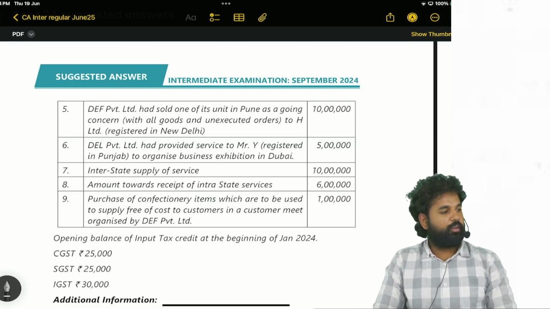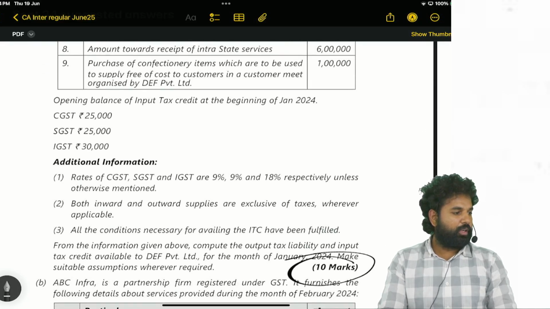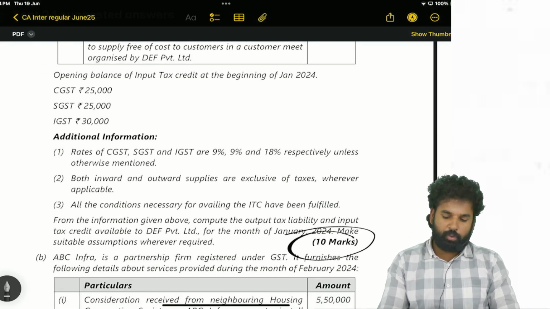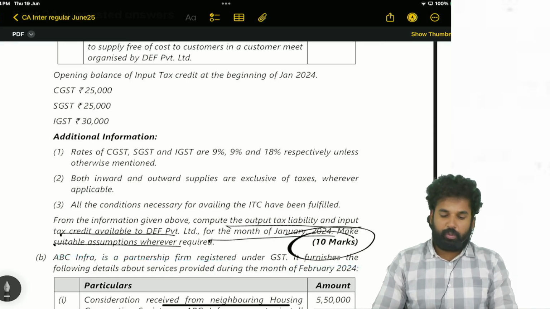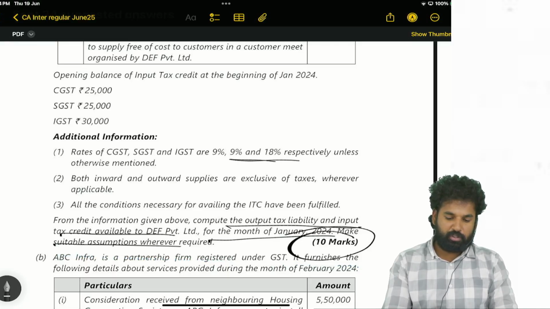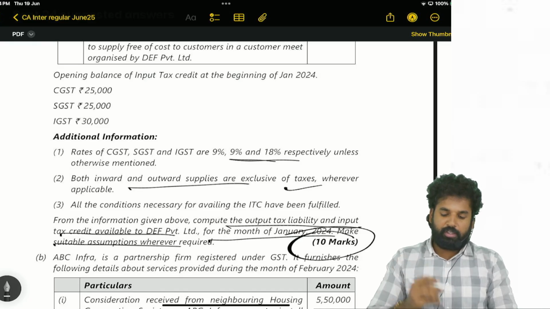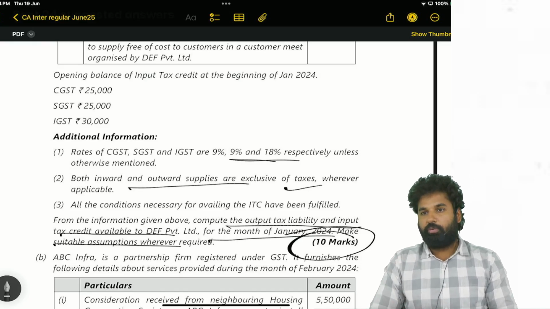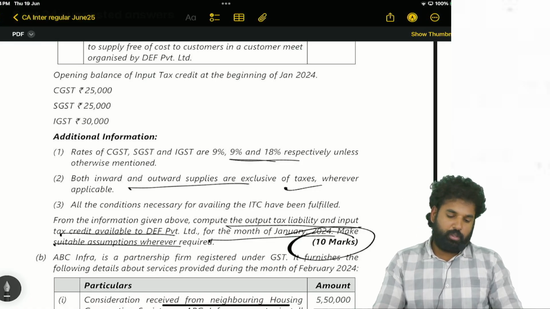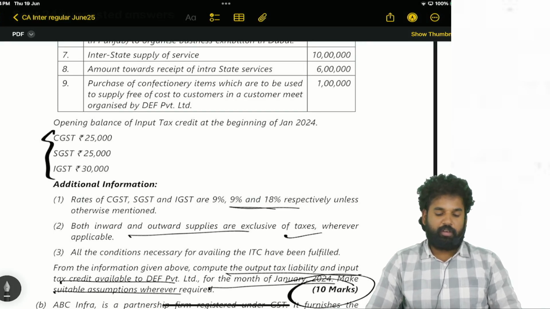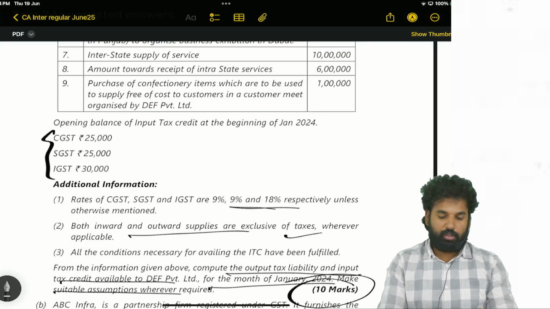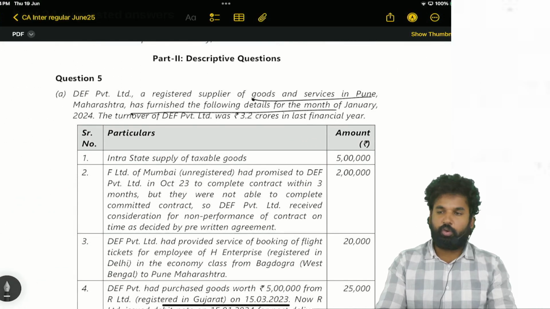So now you are required to compute the output tax liability and input tax credit available for the month of Jan. Make suitable assumptions wherever required. Rate of GST is 18%. Both inward and outward are exclusive of taxes, and all the conditions necessary for availing the ITC are fulfilled. So the opening balance of ITC is also given: CGST, SGST, IGST, 25,000, 25,000, 30,000. So now first of all, you calculate output tax liability.